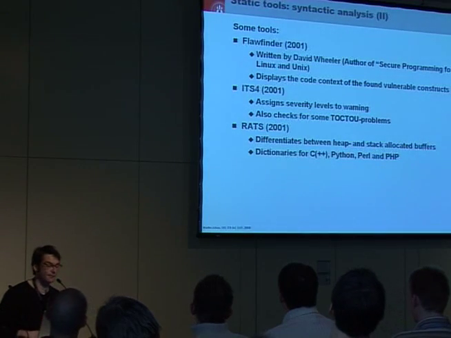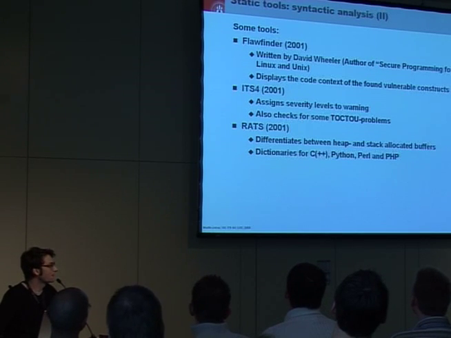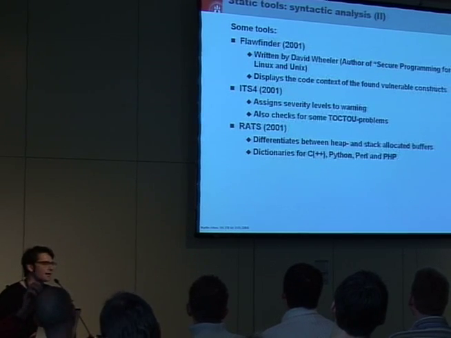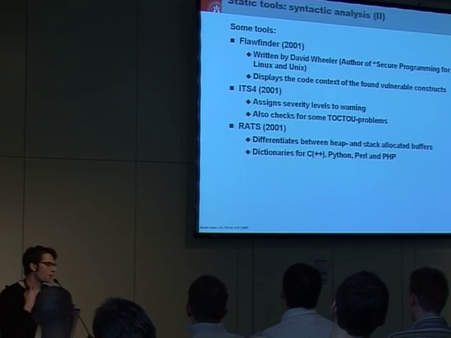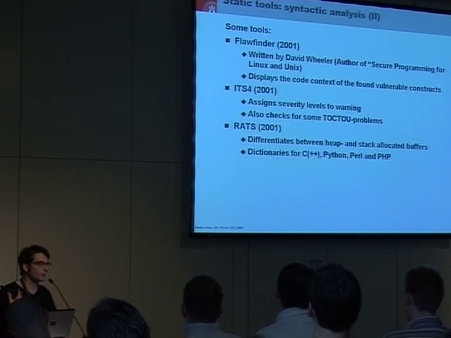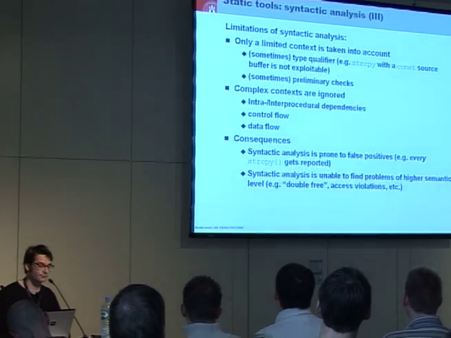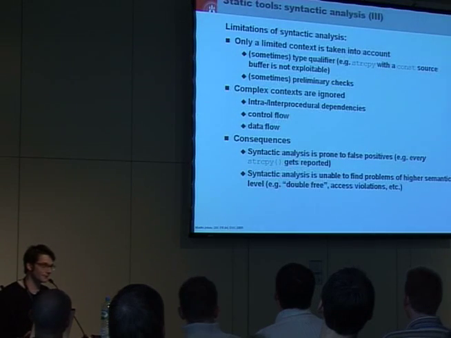I've got here 3 examples for you: Flawfinder, ITS4, and RATS. If you're interested in this kind of analysis, all 3 tools are free, so you can go to their websites and look at them. And they're kind of useful if you have a really small project or if you're just starting your programming career and you're not really familiar with which library functions may cause security problems. They give you pointers to problems in your code. But they're not really interesting.